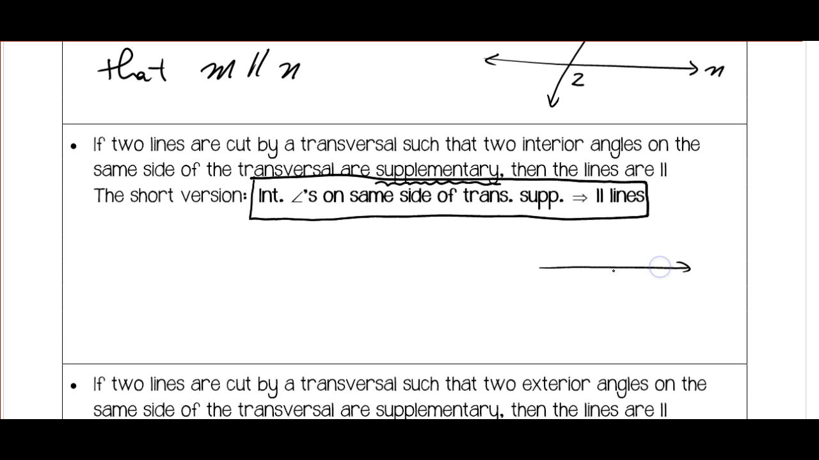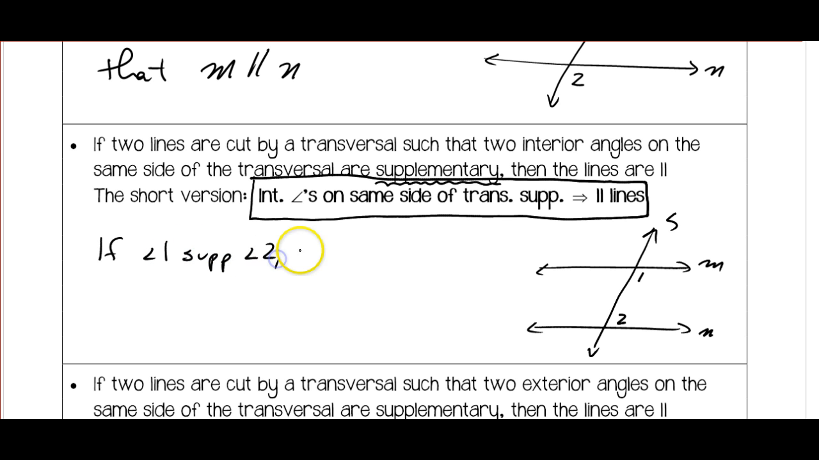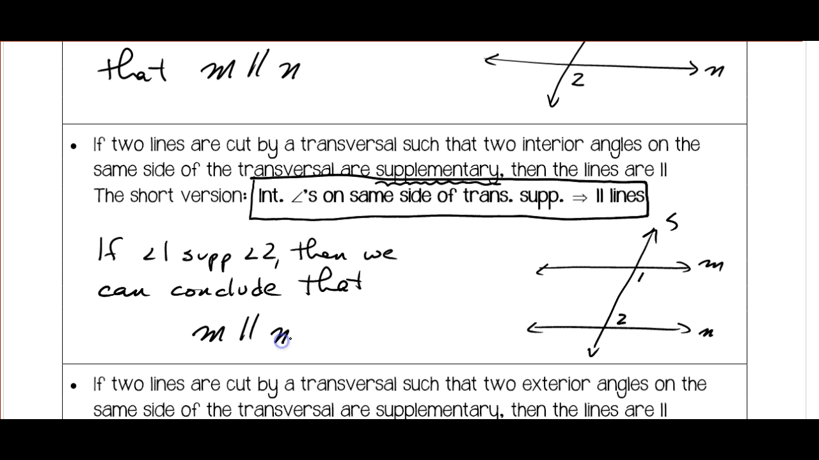So let's draw our little picture. Here's M, here's N, here's our transversal S. So here's a pair of interior angles on the same side of the transversal, 1 and 2. So if angle 1 is supplementary to angle 2, then we can conclude that M is parallel to N.